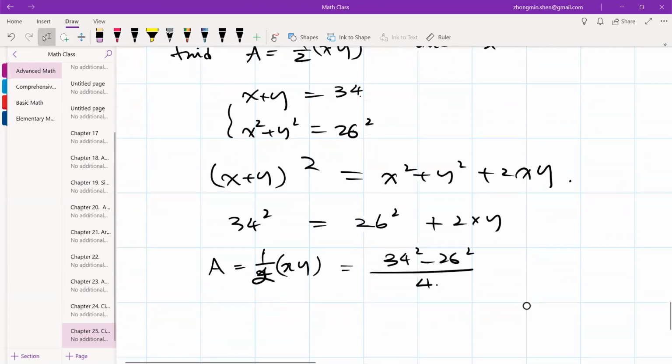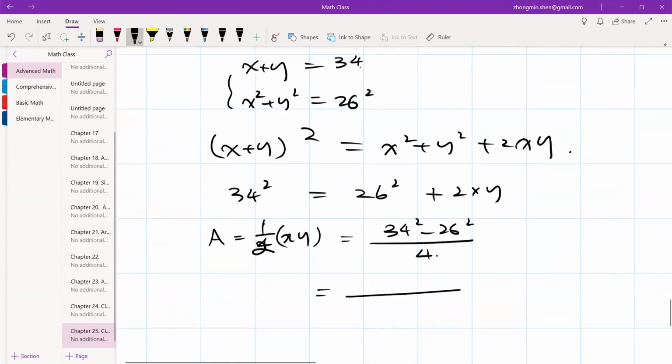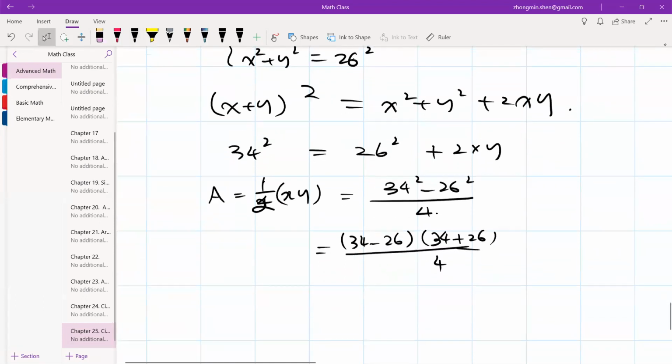What is the best way to simplify this number? I think the best way is don't multiply this, don't square it. You use the difference of squares form to simplify. So 34 minus 26 is going to be 8, and 34 plus 26 will be 60. Then you can see that equals 120. 120 is the area.